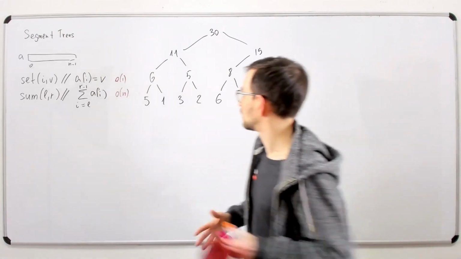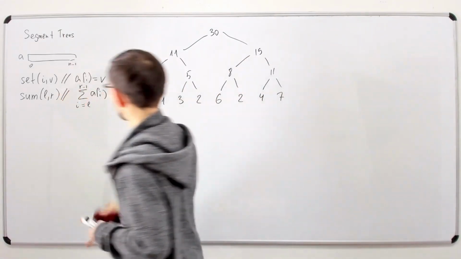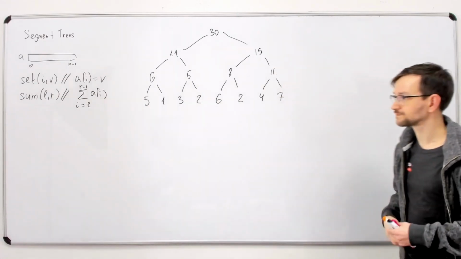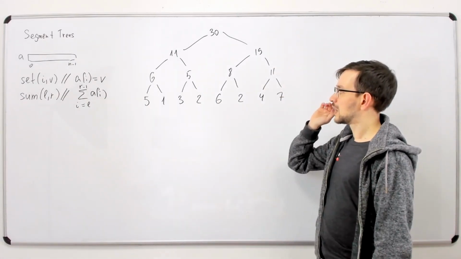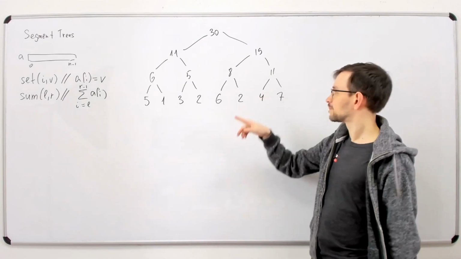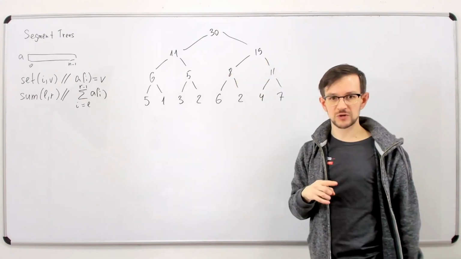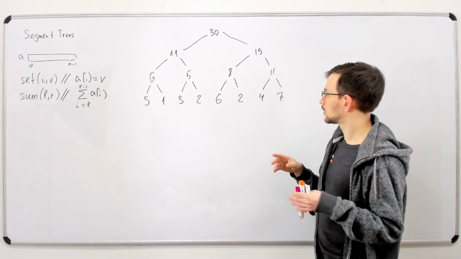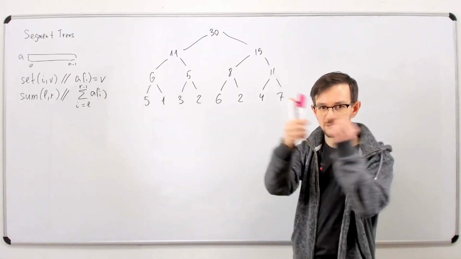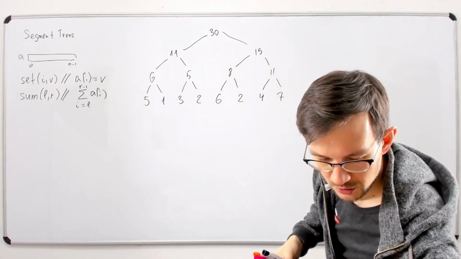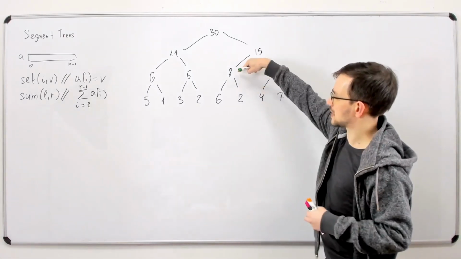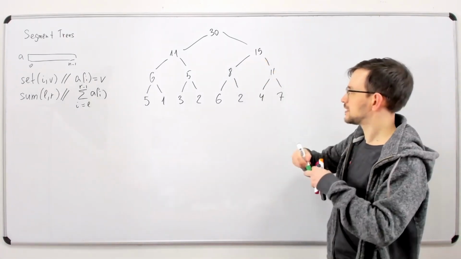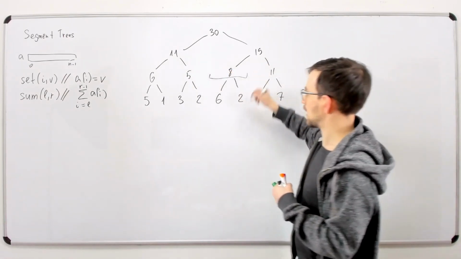Now let's talk about the algorithm. We have this tree. Each element of this tree is responsible for some segment of the array. For example, this 8 is the sum of these 2 elements of the array.